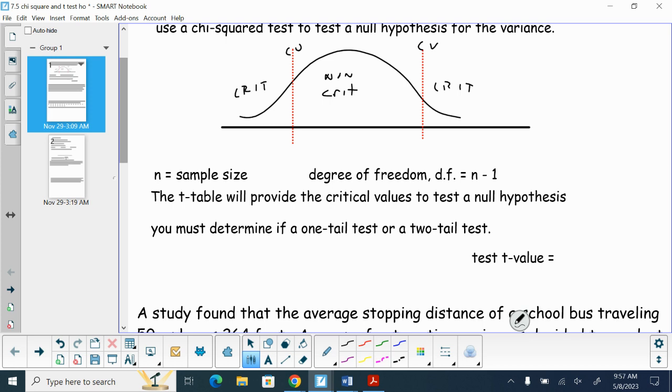Once again, what will change now is basically how we find our critical values. We still have a sample size of n. We have a degree of freedom. When we were dealing with our confidence intervals, we dealt with a degree of freedom. We have n minus 1.